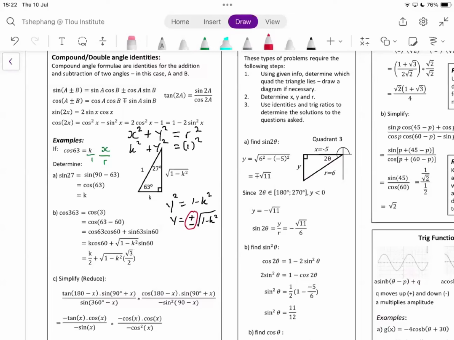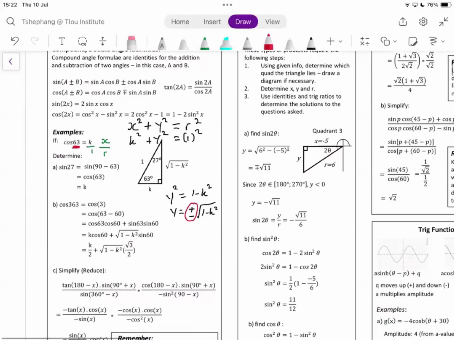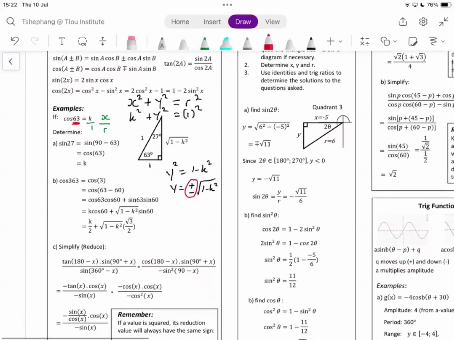We have to pick the positive one. Why the positive one? Because of the angle. The angle is 63 degrees. If you're dealing with 63 degrees, you are in the first quadrant where the y values are all positive. Okay, I hope that makes sense there. And then once you have this, it's going to be quite easy for you to solve the subsequent questions.